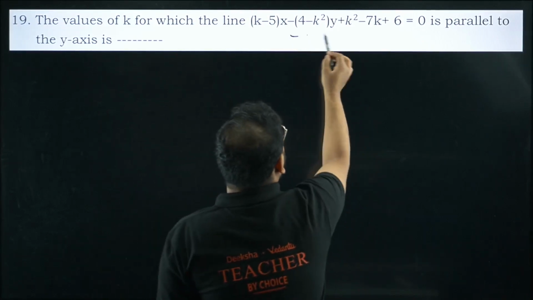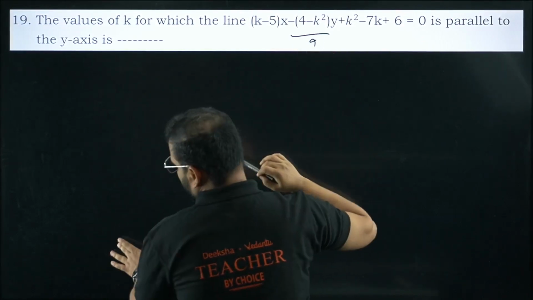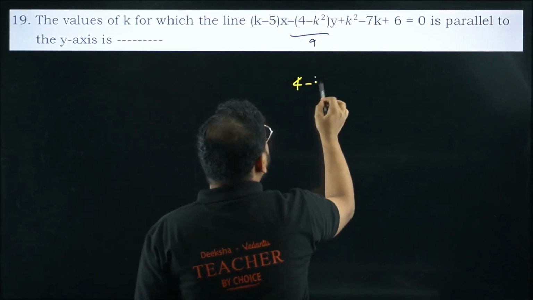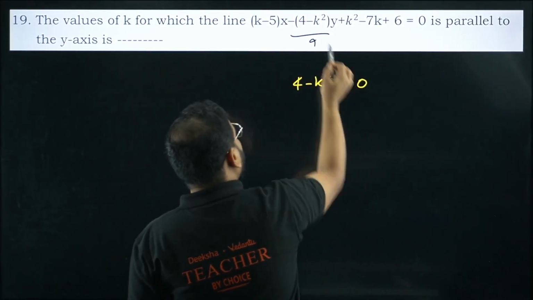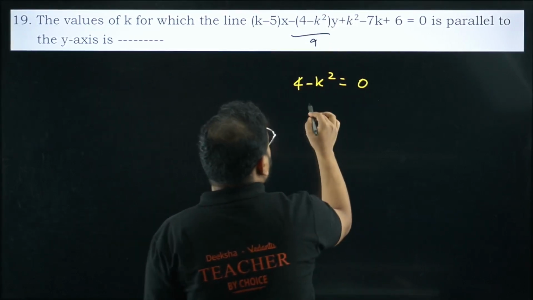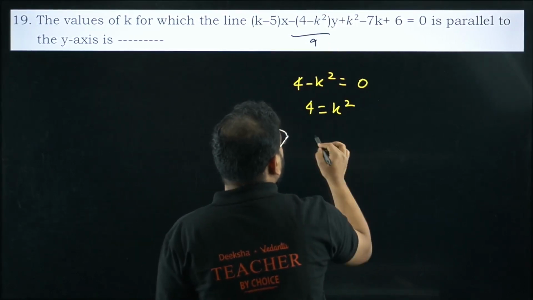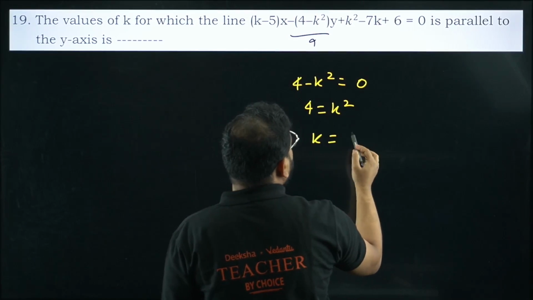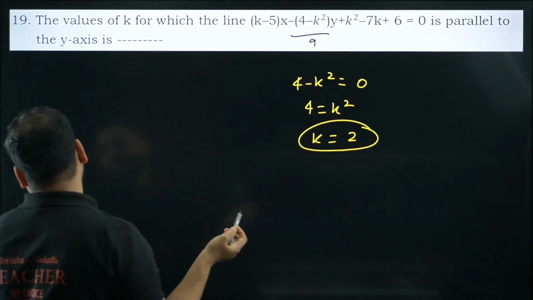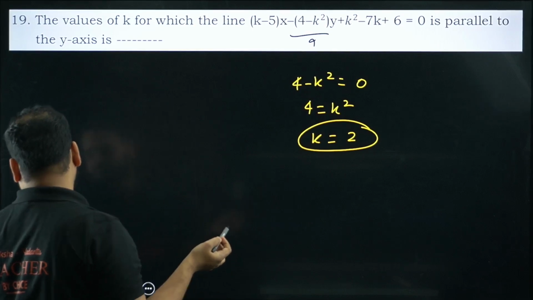This cannot be there. So how can you make this term go away? By taking the coefficient to be 0. 4 minus k square has to be equal to 0. If you take this 0, this whole term will go away. Agreed? So 4 equals k square. So k becomes equal to what? 2. I take only positive value over here. So the answer would be 2, sir.